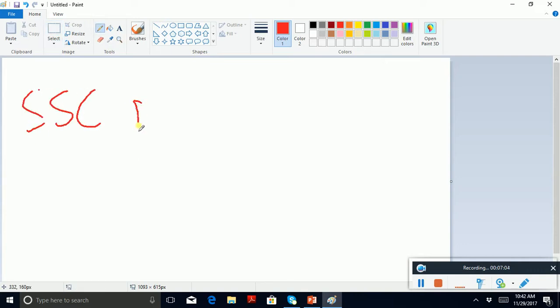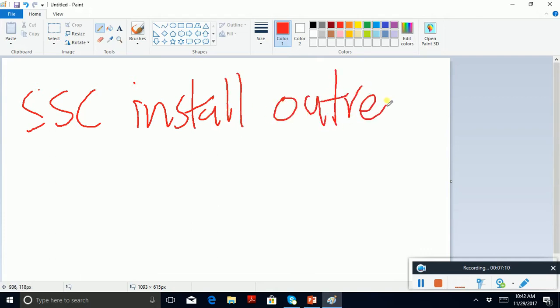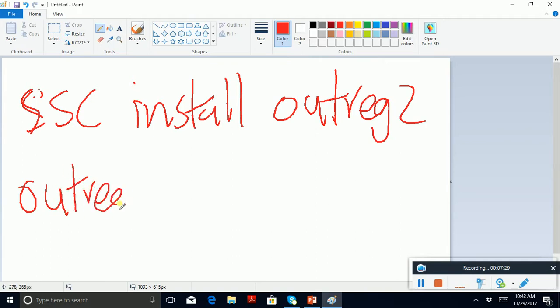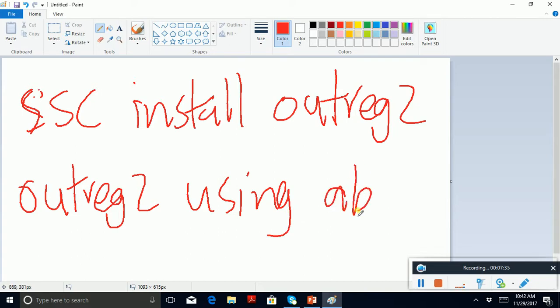Okay. ssc install and then write the command name outrec2. This is actually in Stata, right? In Stata, if you don't have that function, then you can install the module yourself. And when you are trying to get the results, you should write outrec2 using. Don't miss this, and then maybe give a file name, abc.doc. Just a sample file. So what it would do is store the results in abc.doc, right?